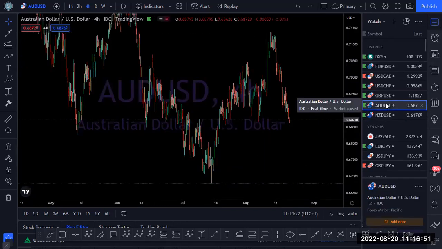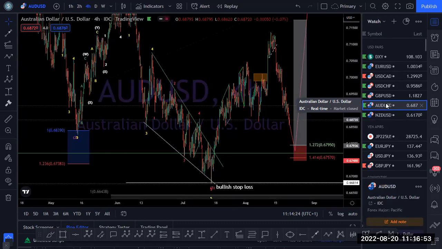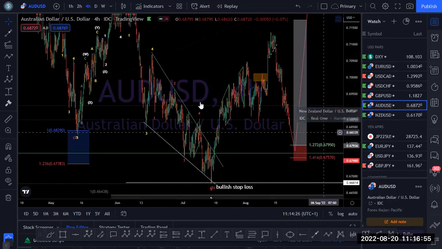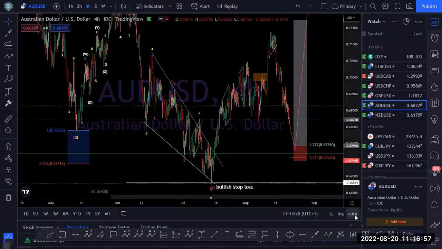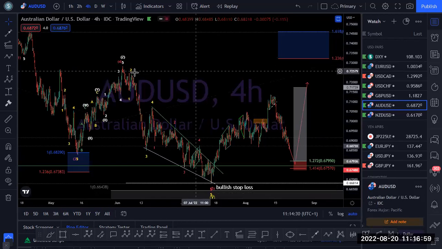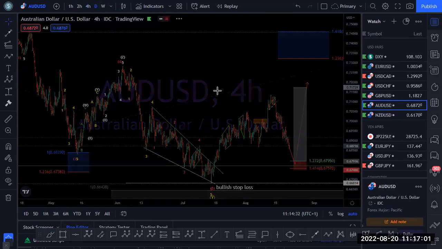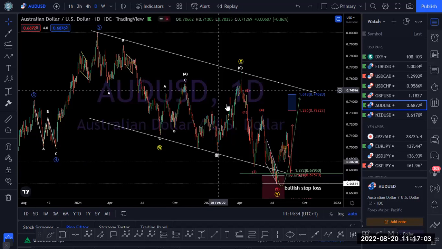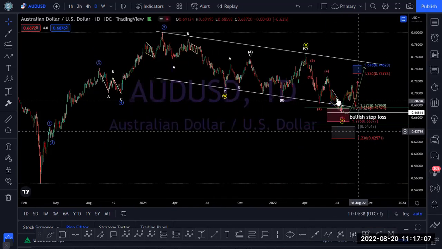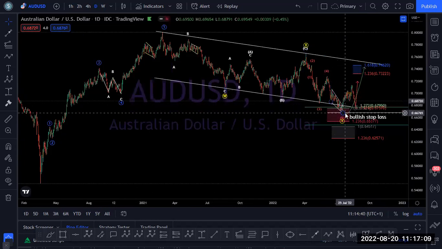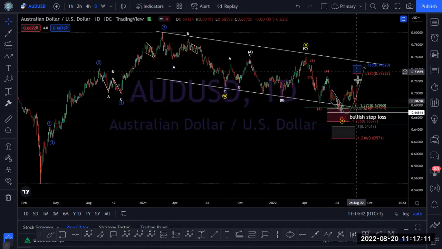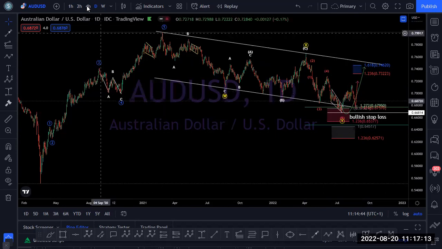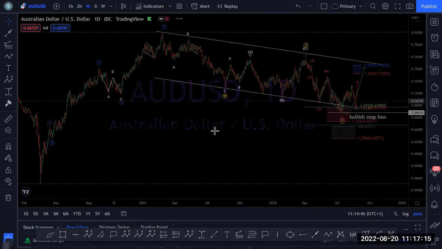AUDUSD. Yeah, here we have another complex move again. Anything on daily? I think nothing much on daily. Anyway, on daily, we expected after this ending diagonal for the market to begin to go up. Now we are getting what seems to be an expanding flat.